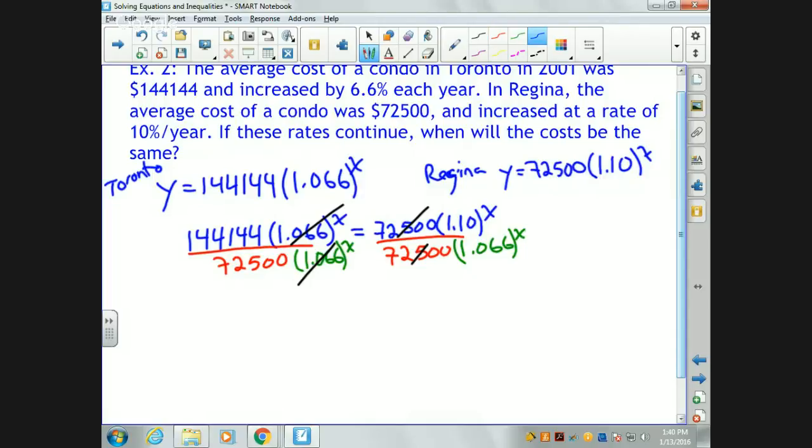I lost my blue pen. I don't know what I did with it. Oh, here it is. I don't think I wrote any of this down, so we'll just have to do some calculations here.